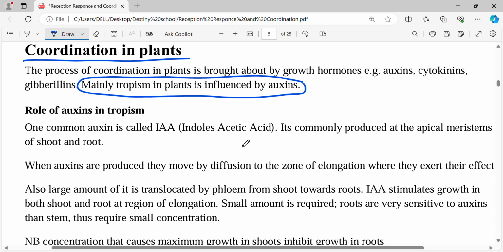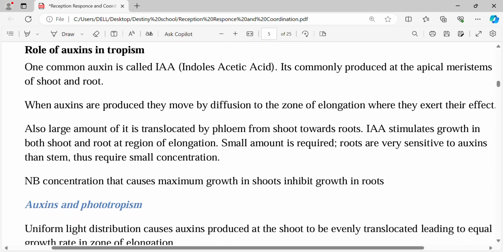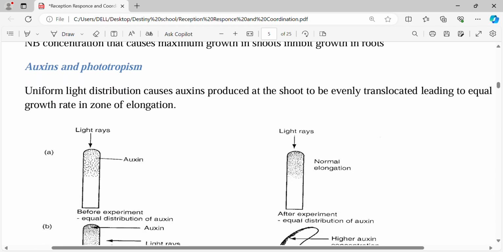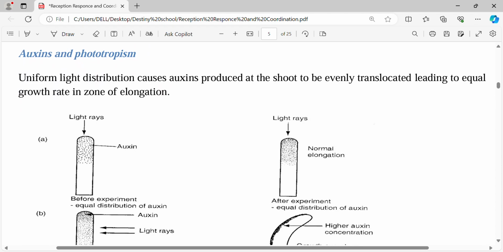So we want to see the influence of auxin in phototropism, in geotropism, and in thigmotropism, because in an exam they might ask you to explain. So let's start with phototropism, auxins and phototropism. So this is a shoot. A shoot is the upper part of a plant.